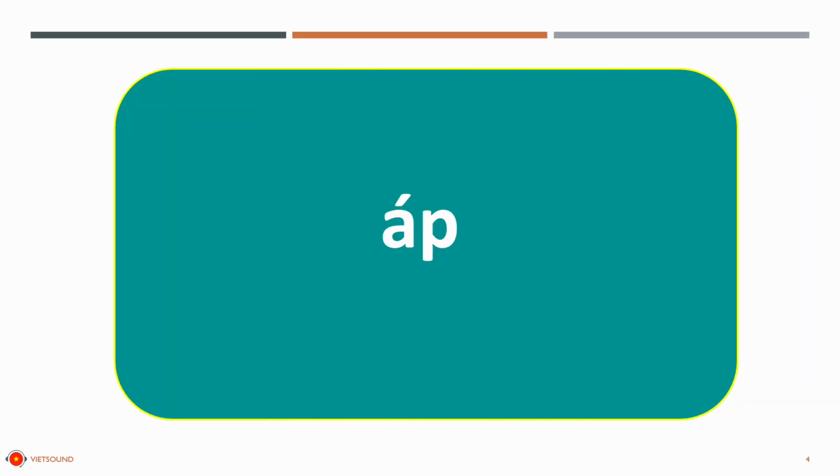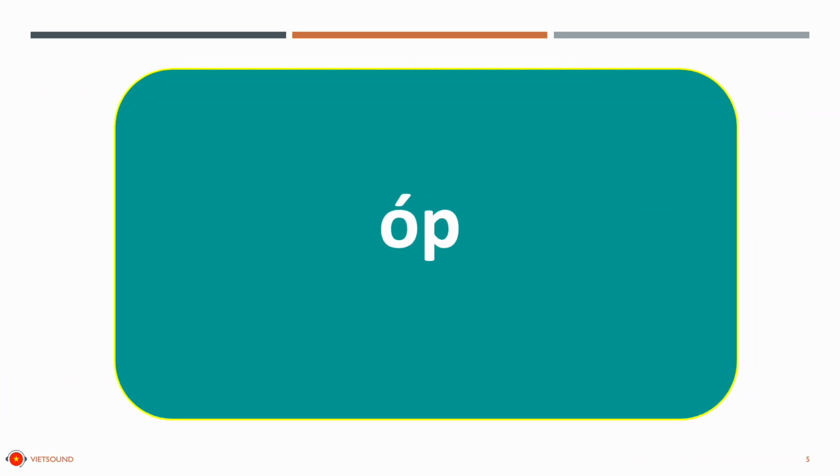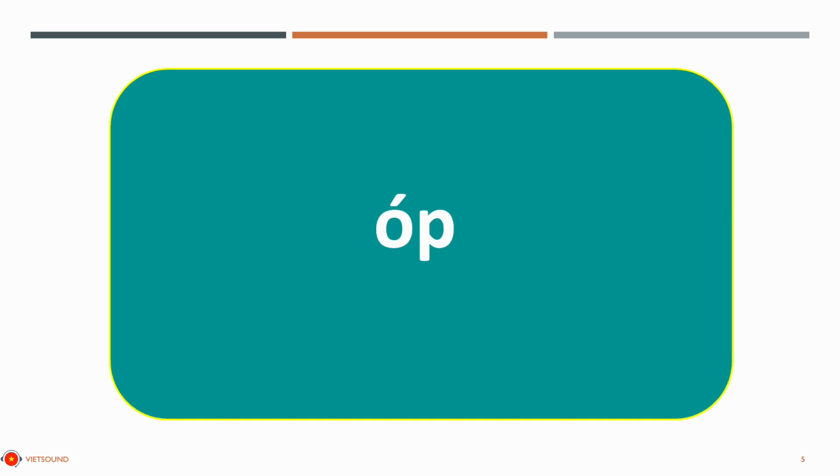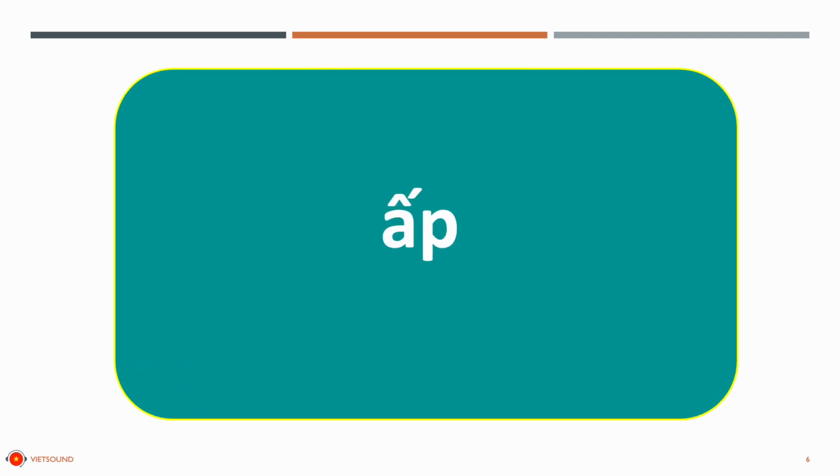Now let's try to say some words with the P sound. I'm going to say the word first, then you will have a few seconds to copy exactly how I pronounce the word. The first word is up, up.